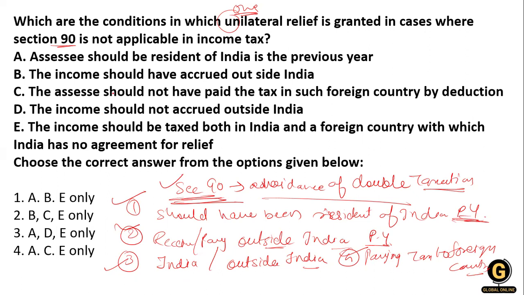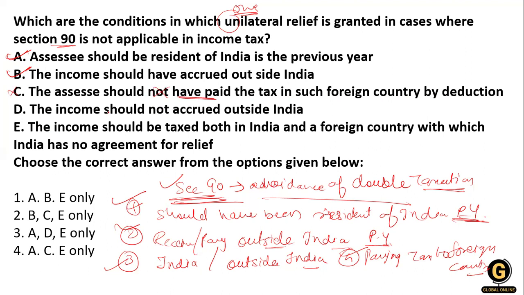So what are the conditions? I am reading the statements, and I am sure that you are able to answer this question. Now, the first statement: the assessee should be resident of India in the previous year. Yes, ma'am, we have already discussed it. The income should have accrued outside India. Yes, this is also true. The assessee should not have paid tax in such a foreign country. It comes under no, because he has to pay tax in the foreign country, which we discussed in the fourth point.